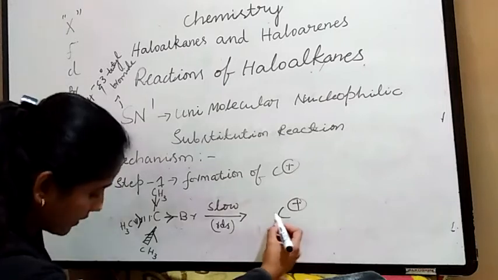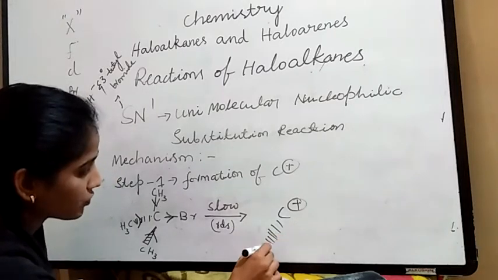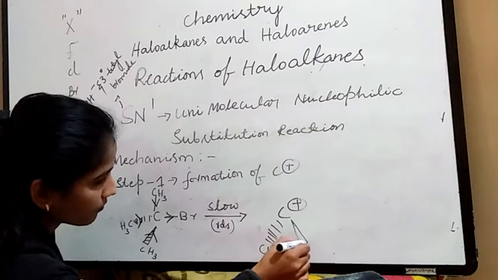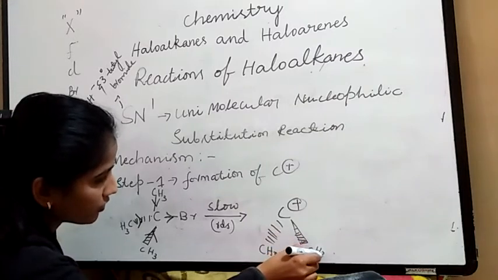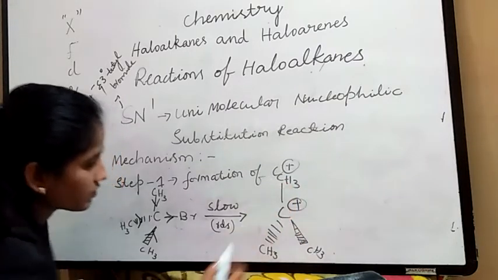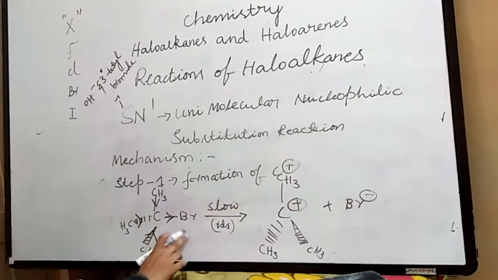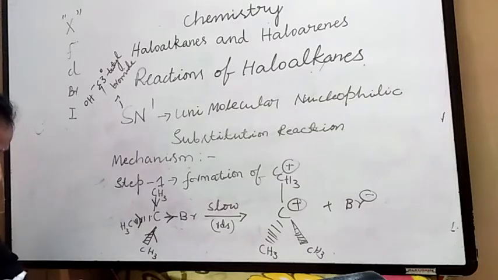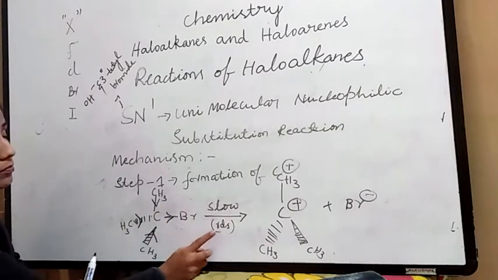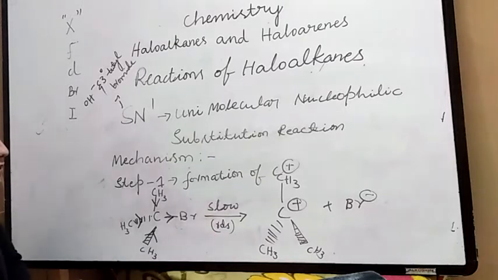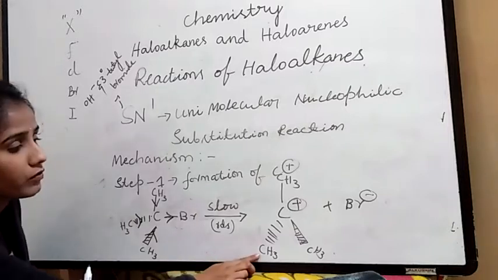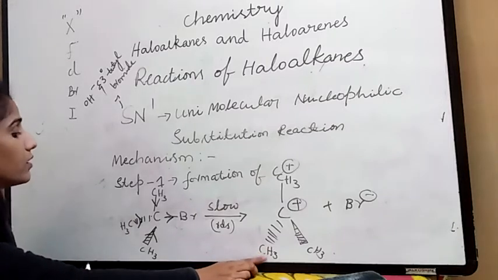This will come this side. CH3, you should practice the mechanism. CH3. This is a carbocation plus with the removal of halide ion. What is it? Br minus, right? This is a slow step reaction. You should mention this is a rate determining step. This is the formation of carbocation. Whatever the formation of carbocation taken place here, next it will come in step 2.